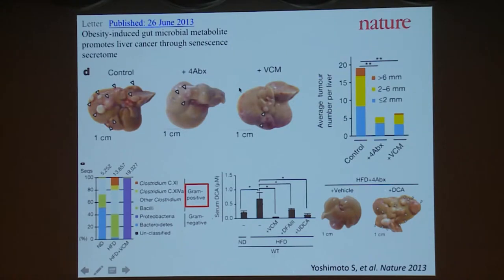Interestingly, the level of deoxycholic acid, DCA, a secondary bile acid, was substantially increased by high-fat diet feeding and was reduced by vancomycin treatment. Intriguingly, a significant enhancement of HCC development was observed when high-fat diet mice treated with antibiotics were fed DCA. These findings provide new insight into the development of obesity-associated cancer and open up a new possibility for its control by manipulating gut microbiota.